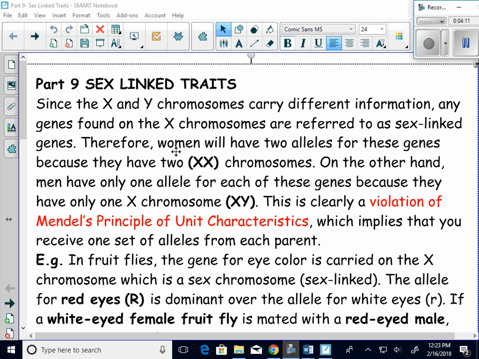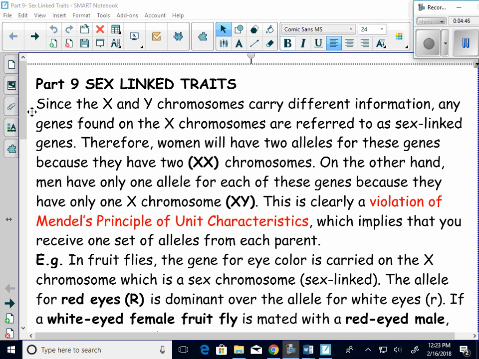Now, it says there in red that this is clearly a violation of Mendel's principle of unit characteristics. All that Mendel's principle of unit characteristics says is that each parent gives you 1 set of alleles. Well, how's that a violation? Well, there are certain alleles on the X chromosome that aren't on the Y, are there? So you're not getting those alleles on the Y. That's what the violation is.